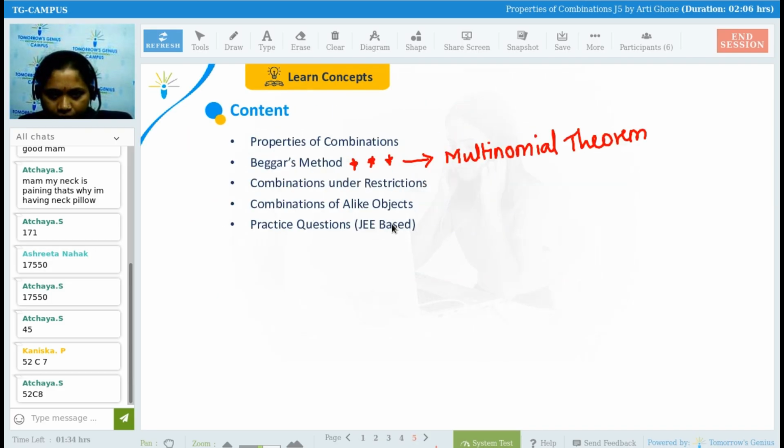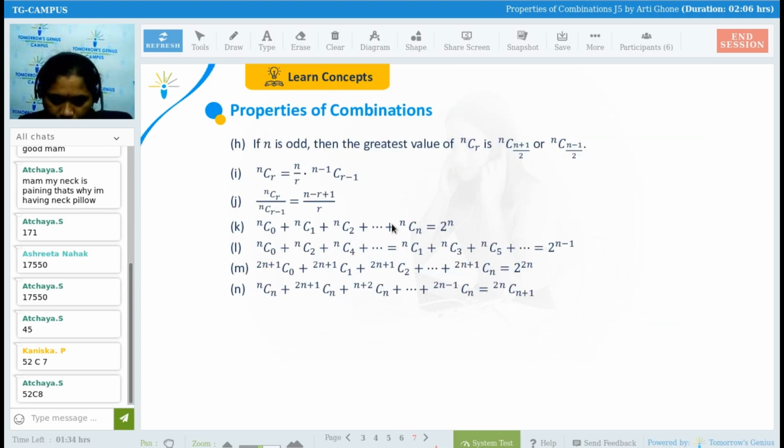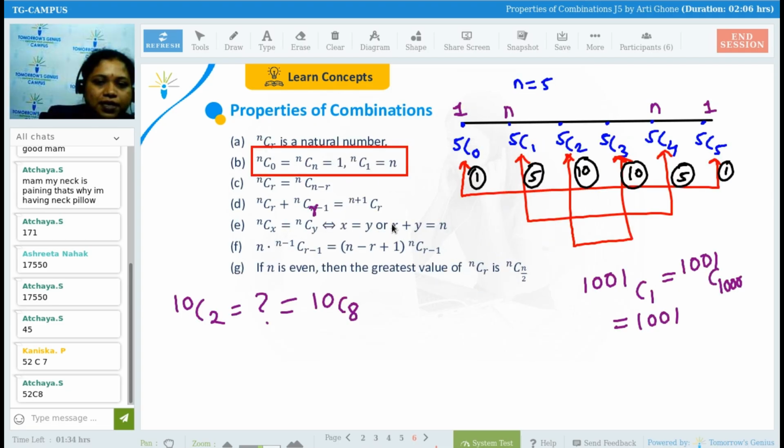Okay, now next is nCx is equal to nCy. If we have a direct result like two combinations are equal, then either x is equal to y or x plus y is equal to n. Both things are true. This is important. We are always ignoring the second case. Forget to take the second case. This will come when the solving arises.